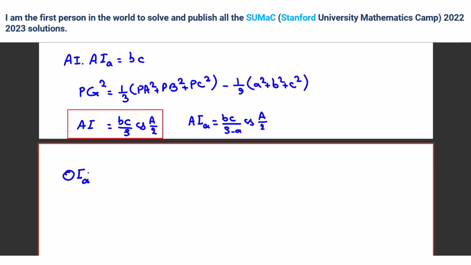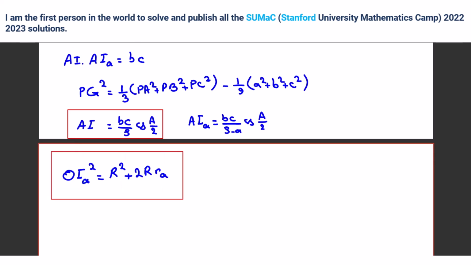OIA squared is what? OI squared is R squared minus 2Rr. Yes, good. And r_a is what? r_a is the area of ABC over s minus a. Yes, good job.